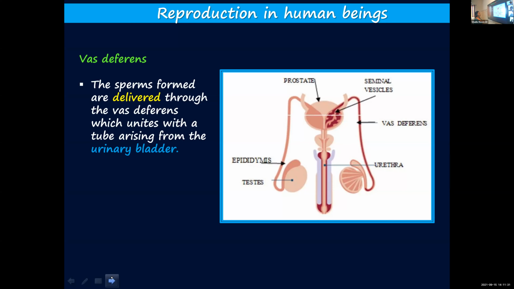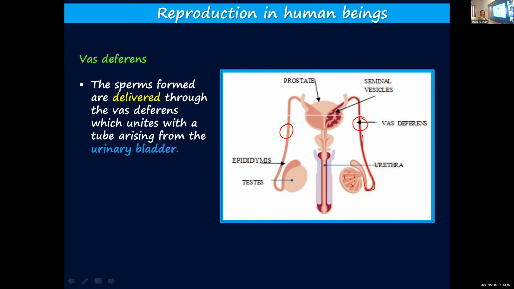And this vas deferens will unite with a tube arising from the urinary bladder. So this is the vas deferens. Two of them are present, two sperm ducts. We say vas deferentia for plural, vas deferens for singular. The sperms produced here will pass through this vas deferens, and they will join with a tube coming from the urinary bladder.